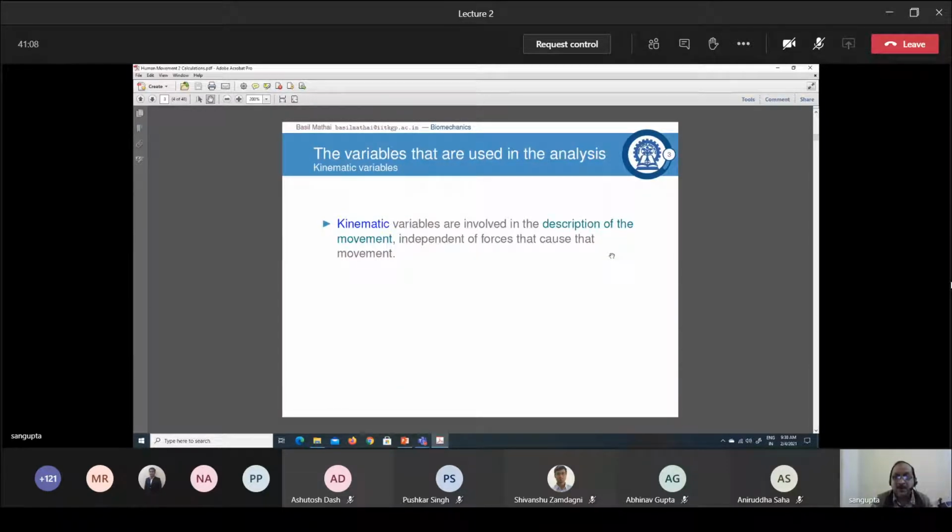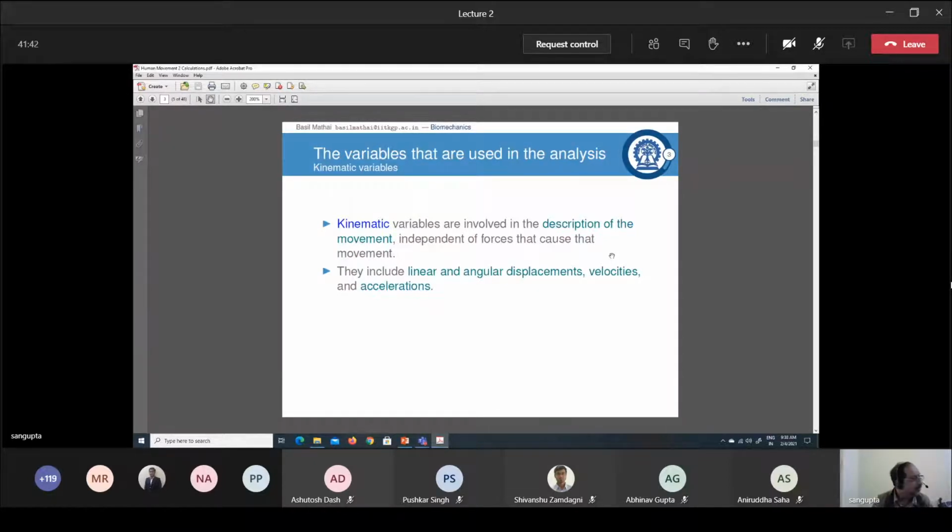So the kinematic variables are involved in the description of movements, and they are independent of the forces that cause the movement. So you know the kinematic variables, which describe the movement. This I have already discussed in the class earlier. So you need to have that data. They include linear and angular displacement, velocity, and acceleration.